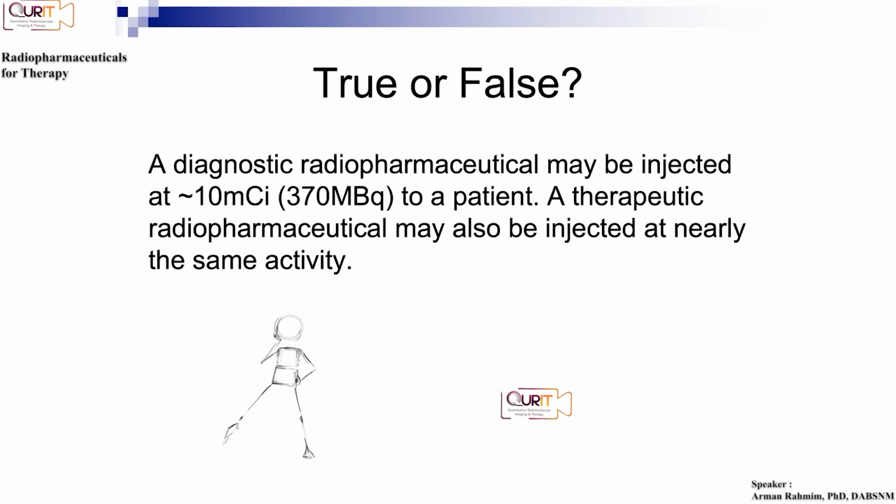Diagnostically, we may inject a radiopharmaceutical, like FDG, at around 10 millicuries, which is 370 megabecquerels, to a patient, give or take. Of course, you typically modify based on the weight of the patient, etc. But let's say around 10 millicuries. Does it make sense for a therapeutic radiopharmaceutical to be possibly injected at nearly the same radioactivity? We've got about three-quarters of the people having answered.